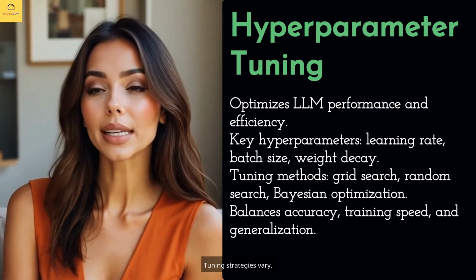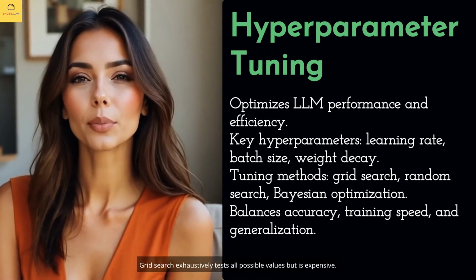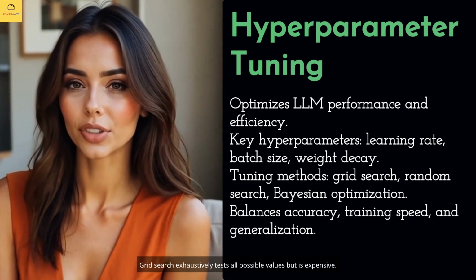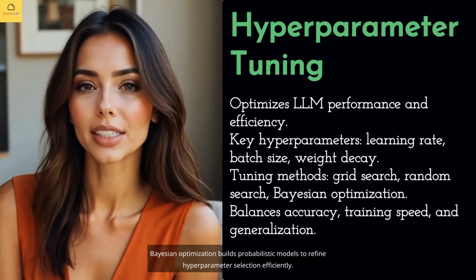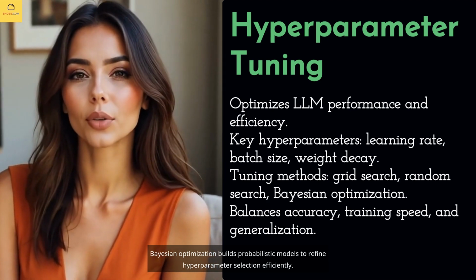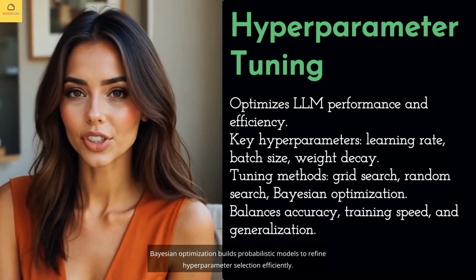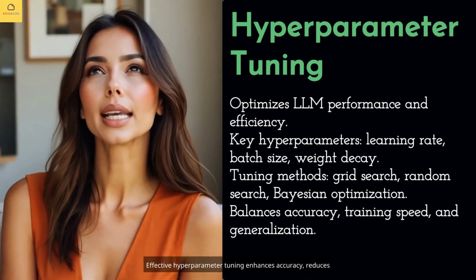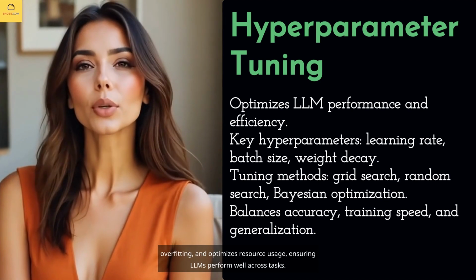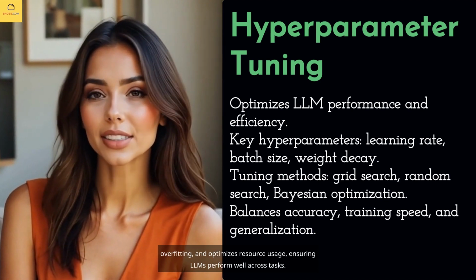Tuning strategies vary. Grid search exhaustively tests all possible values but is expensive. Random search selects hyperparameters randomly and is often faster. Bayesian optimization builds probabilistic models to refine hyperparameter selection efficiently. Effective hyperparameter tuning enhances accuracy, reduces overfitting, and optimizes resource usage, ensuring LLMs perform well across tasks.